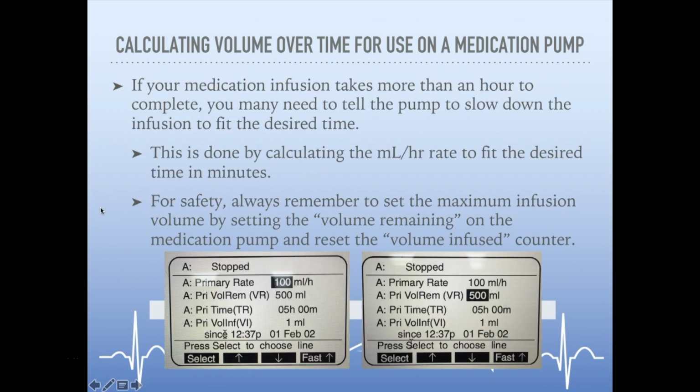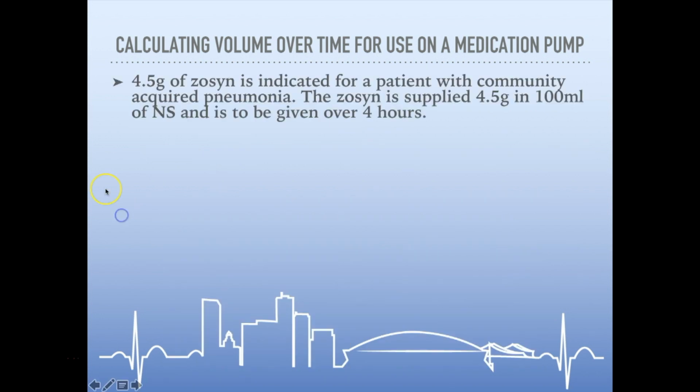If your medication infusion takes more than an hour to complete, you may need to tell the pump to slow down the infusion to fit your desired time. This is done by calculating the milliliter per hour rate to fit the desired time in minutes. For safety, always remember to set the maximum infusion volume by setting the volume remaining on the medication pump and resetting the volume infused on the counter.